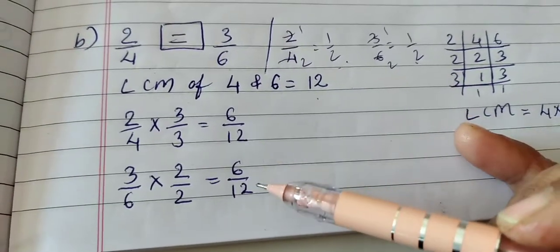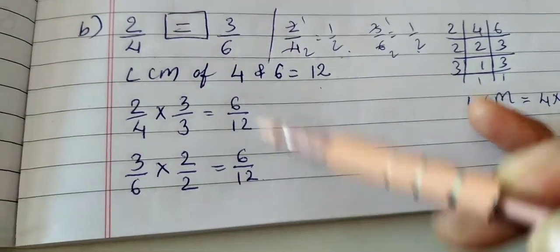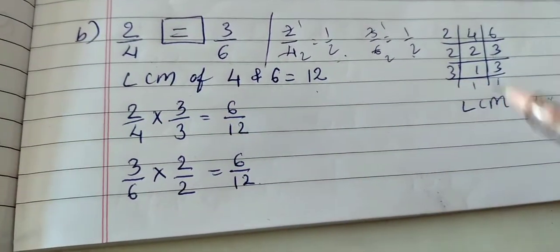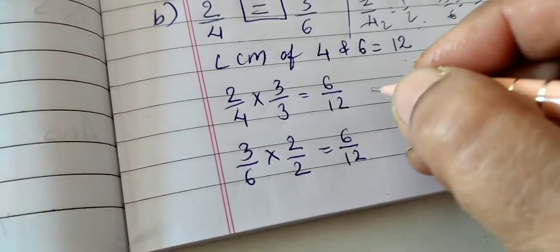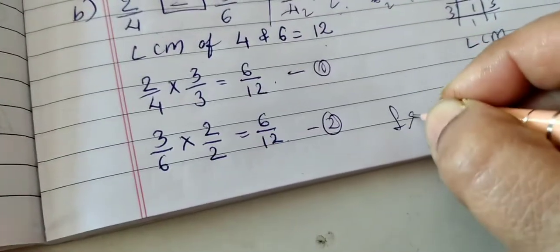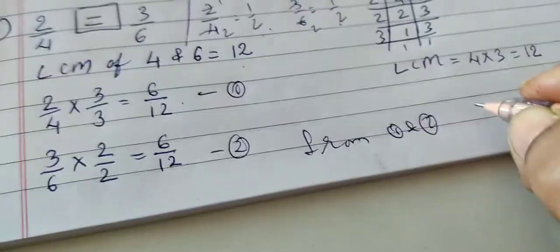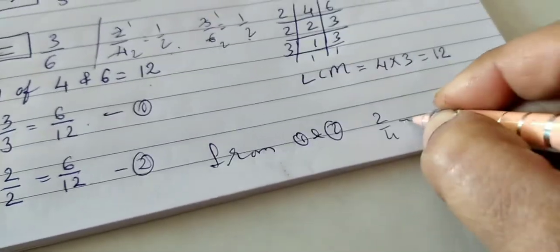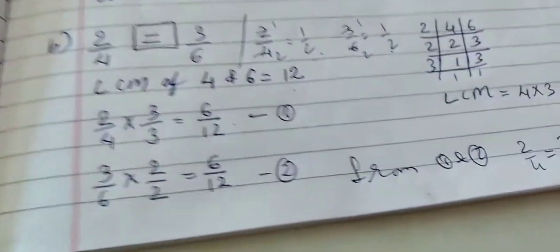Now looking at these two answers, you can tell that 2 by 4 is equal to 3 by 6. Okay, this is 1 and this is 2. From 1 and 2, you can say 2 by 4 is equal to 3 by 6. So you put the equal to sign.